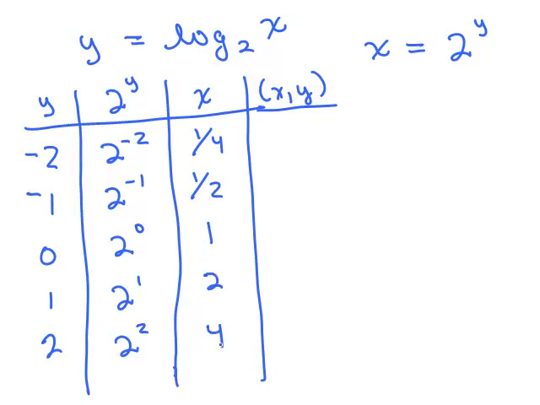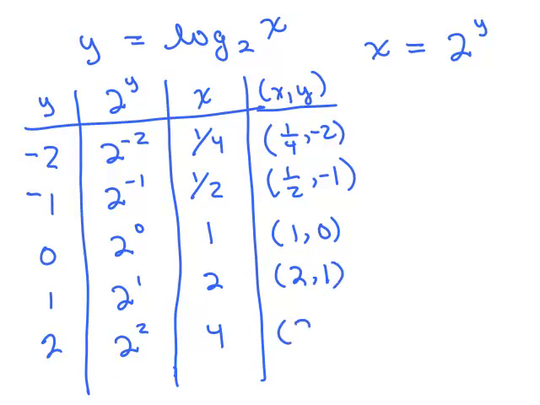Now here's where you have to be careful. Notice this is your x column, and over here the first one was your y column, so if you want to see the ordered pairs written correctly, it's (1/4, -2) is the ordered pair. And (1/2, -1) is the ordered pair. And (1, 0), (2, 1), and (2, 4). So when we graph, we've got to make sure we do the ordered pairs correctly.